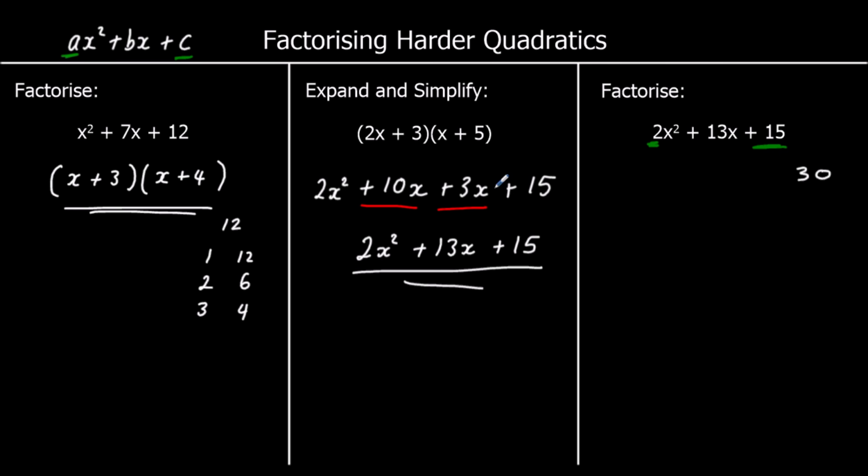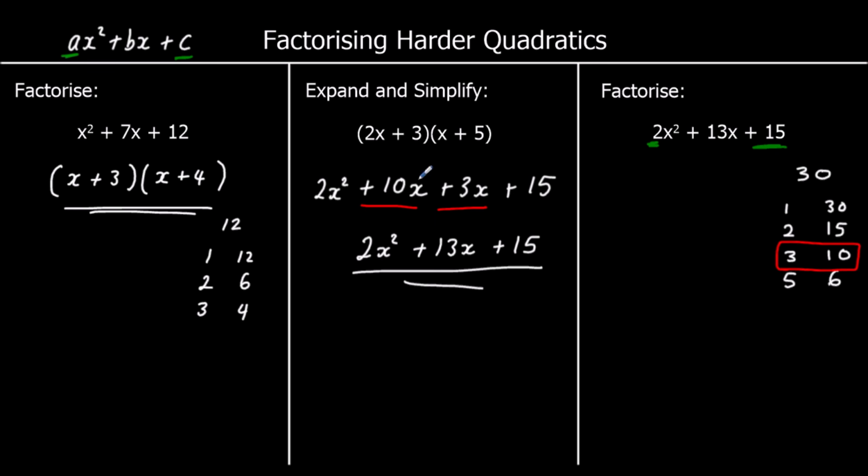So what multiplies to make 30? 1 and 30, 2 and 15, 3 and 10, or 5 and 6. So they are our options. They multiply to make 30. Which one of those can give me a 13? Well, two of them can, 2 and 15 and 3 and 10, but we want them both to be positive because they've got to multiply to make a positive. So it's going to be 3 and 10. And that's what we had here. So we're going to use this 3 and this 10.